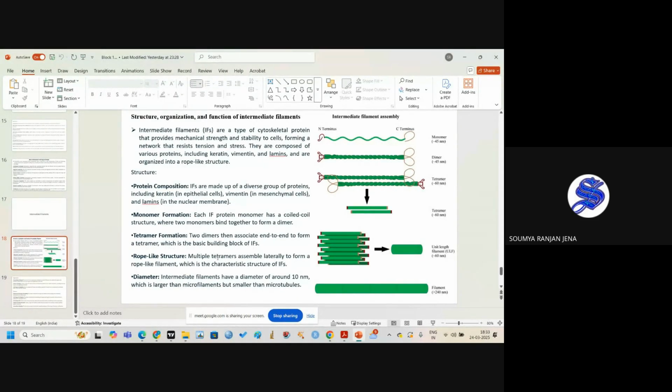Multiple tetramers assemble laterally to form a rope-like filament, which is the characteristic structure of intermediate filaments. These filaments have a diameter of around 10 nanometers, which is larger than microfilaments but smaller than microtubules. So this is called intermediate filament, between the microfilaments and microtubules. So the naming is intermediate filaments.